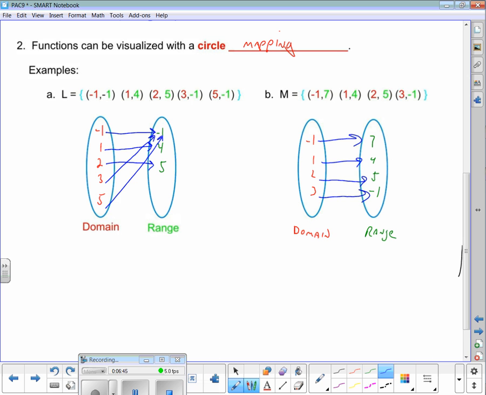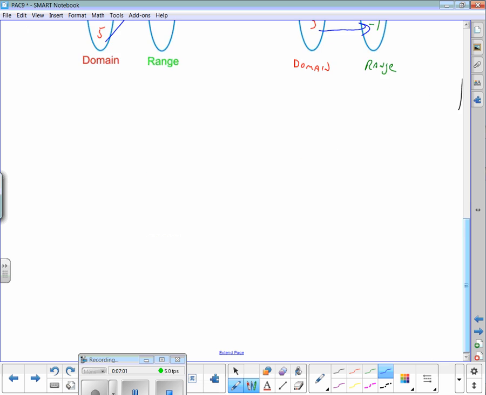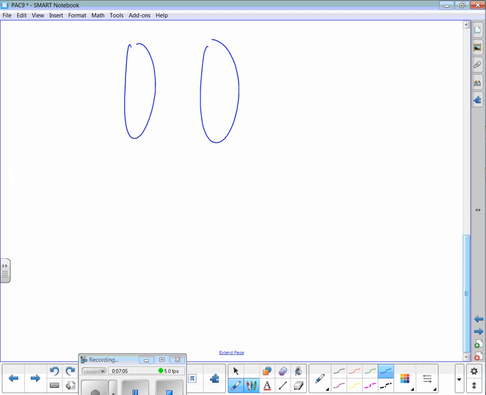Do you think if you saw a circle mapping without the listing of the relation, you'd be able to tell whether it's a function or not? Would you? If you just had the circle mapping, would you be able to tell it's a function? Here's what I'm thinking. You don't need to put this in your notes, just real quick, for time's sake. Don't write this, just watch.